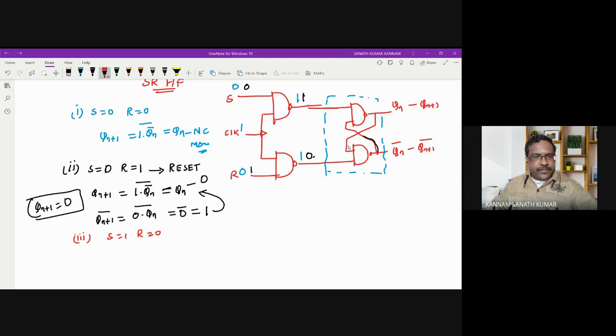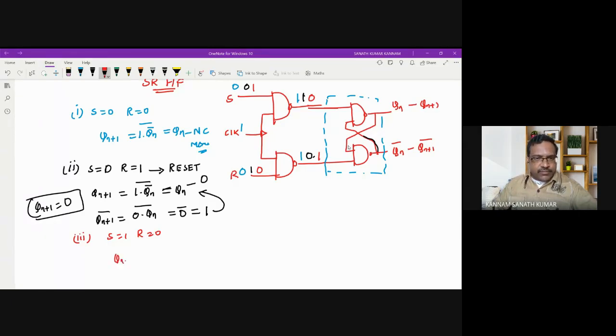So S equal to 1 and R equal to 0. Okay, so 1 into 1 is 1. 1 bar is how much? 0 you are getting. And 0 into 1 is 0. 0 bar is 1. Okay, so when it is 0, I can realize this one.